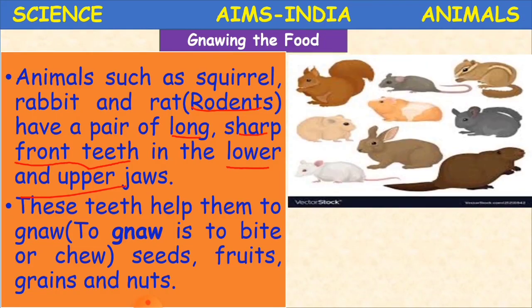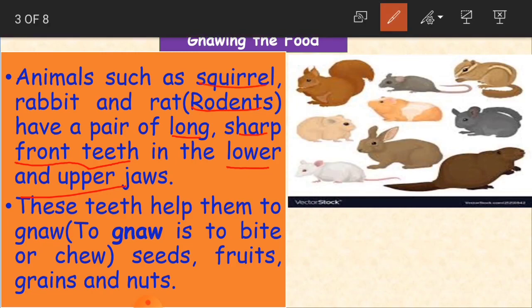They have front teeth which are very long and sharp, and they grow continuously in their lower and upper jaws. And for which animals do we have such type of teeth? For squirrel, rabbit and rat. Okay, so here you can see in the picture. Clear, children? What do these teeth do for them?